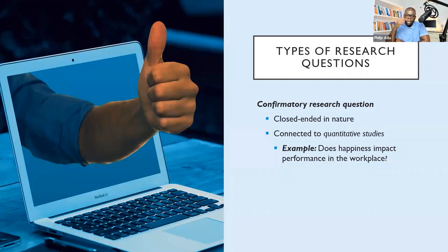But there's a caveat here. One thing that you have to think about is that sometimes when you're doing a quantitative study, you can have an open-ended question. One question could be, what are the levels of happiness of employees? So you are just looking for the levels. You are not doing research to confirm anything. You are just measuring the levels and then reporting that information. So sometimes you can have an open-ended question when you are doing a quantitative study.